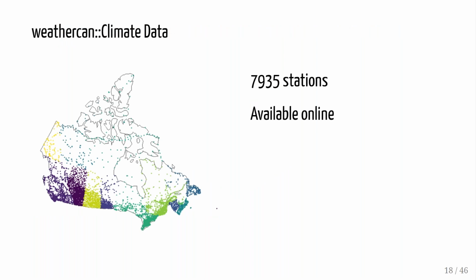And so weathercan covers the meteorological network of stations. Here's a map of the stations. It really is amazing to look at, with almost 8,000 stations there as well, and I think most of these are active. Instead of being available locally, it's available online, so you will need an internet connection for this.